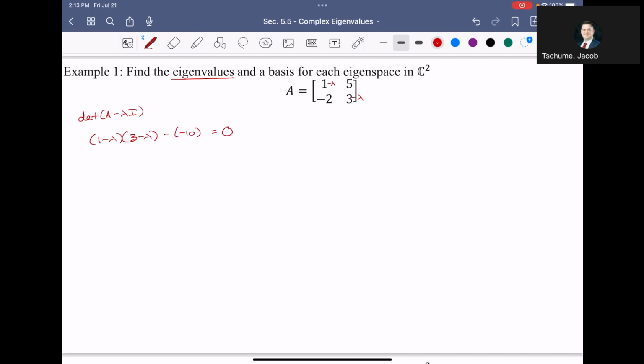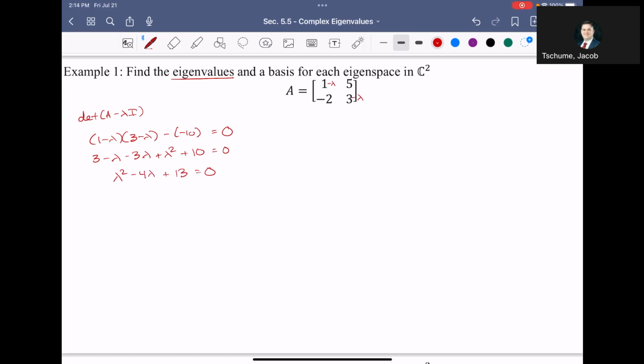All right. So multiplying some stuff out, if we FOIL those two polynomials together, you should get 3 minus lambda minus 3 lambda plus lambda squared plus 10 is 0. And then if I combine like terms and put stuff in standard form, you'll get lambda squared minus 4 lambda plus 13 equals 0. Now you can try all you'd like. You're not going to be able to factor this problem because there's not two numbers that multiply to get 13 and add to get negative 4.